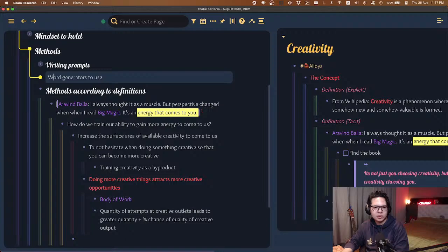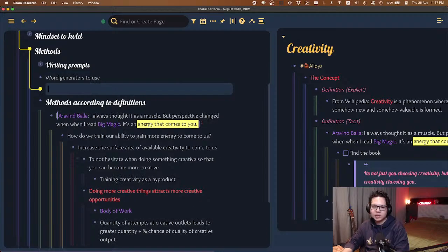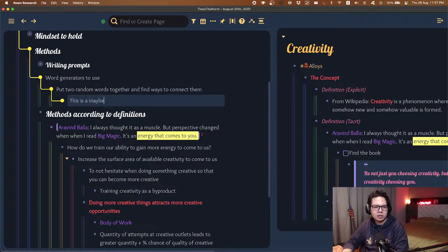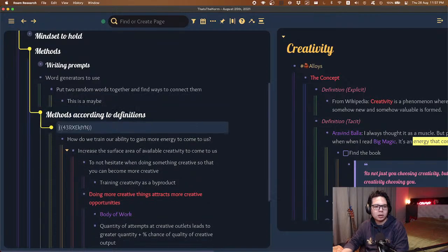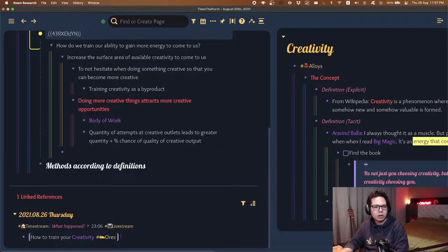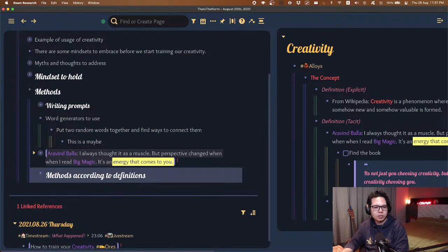Word generators to use. Why did I write this? Oh, I think I was writing something like: put two random words together and find ways to connect them. This is a maybe. I'm not sure if this will work that well. And I'll put this away.